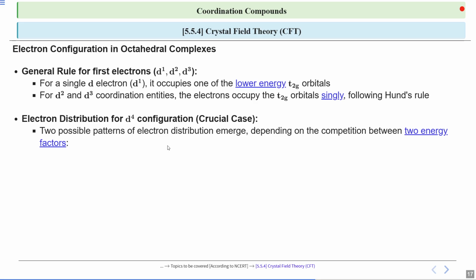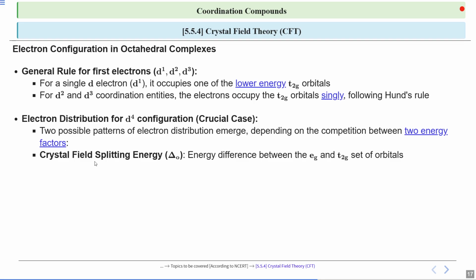So two possible patterns of electron distribution for the d4 configuration exist, depending on the competition between two energy factors. What are those? First is the crystal field splitting energy, that is delta naught, the energy difference between the eg and t2g sets of orbitals. This is the energy factor on which the filling of the fourth electron into the higher or lower energy orbitals, t2g and eg, is going to depend.